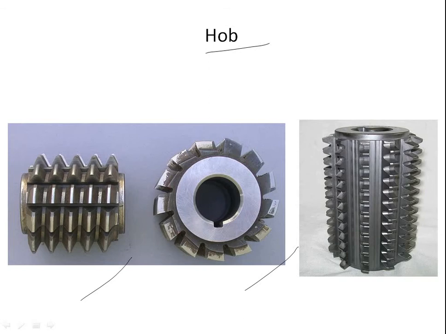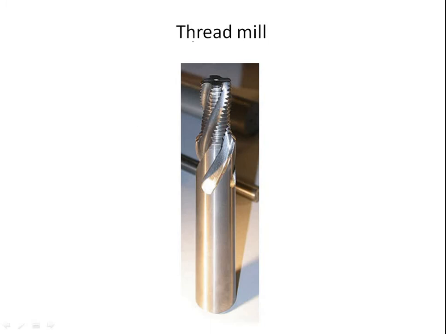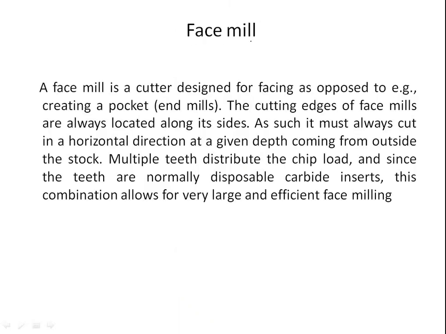Okay. Next we'll be discussing thread mills. Thread mill, you all can see the image of the thread mill. Whereas the hob engages the work much as a mating gear would, a thread milling cutter operates much like an end mill, traveling around the work in helical interpolation. You all can see the helical portion, the flutes, turning around the workpiece.